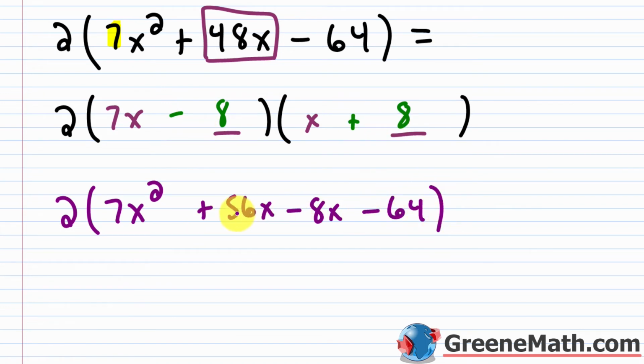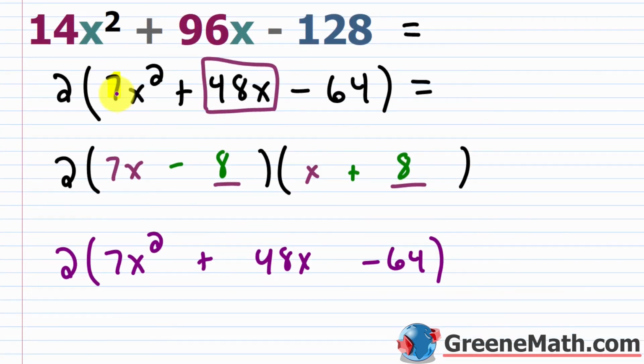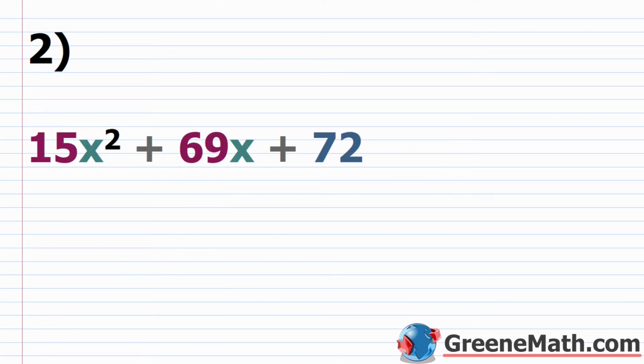So inside here, you can combine like terms. The 56x minus the 8x gives us our 48x. So you go plus 48x like this. And of course, you could multiply everything by 2 here to get back to your original polynomial, this 14x squared plus 96x minus 128. Okay, let's look at the second problem.